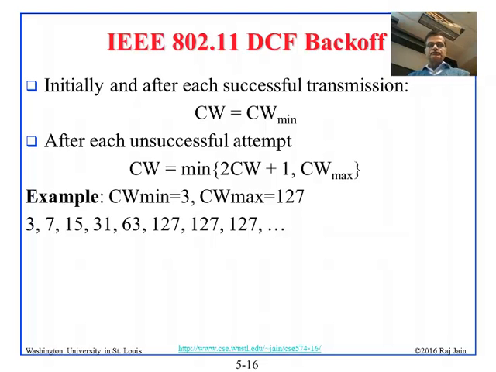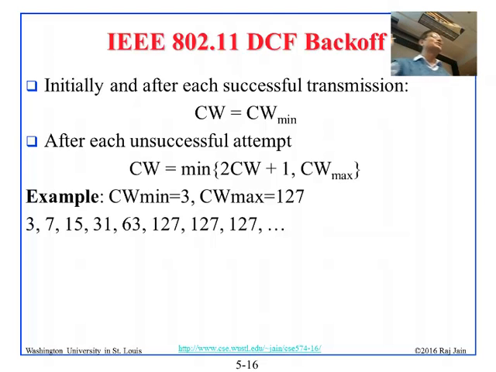So your congestion window will never be more than CW max. After every time you double it, you start with, let's say, 3. Next time it will be 3 times 2, which is 6, plus 1, 7. Right? Congestion window could be 7. And then 7 plus 2 times 1 is 15. It's basically 2 raised to n minus 1, all the way up to CW max, which is 127.